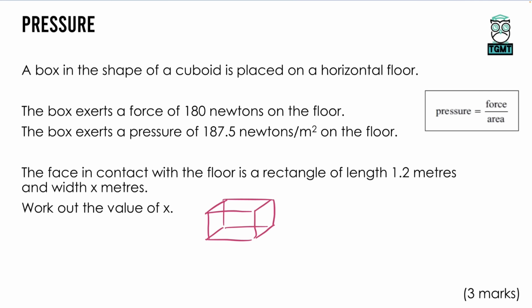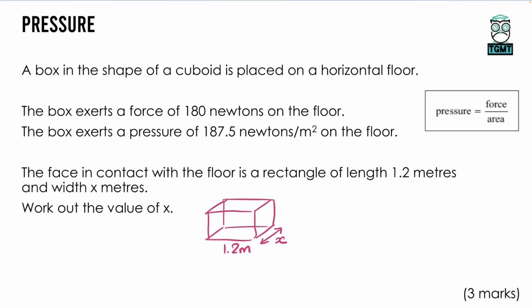It says the box exerts a force of 180 newtons on the floor. The box exerts a pressure of 187.5 newtons per metre squared on the floor. The face in contact with the floor is a rectangle of length 1.2, let's label that, and width of x. So we don't know what the width is. Work out the value of x. Now, if we can figure out what the area of that rectangle is, then we can figure out the missing length. So let's have a look at what we've got.